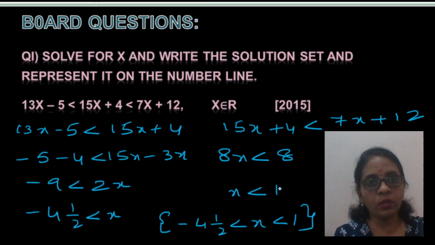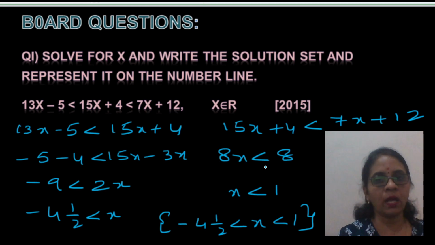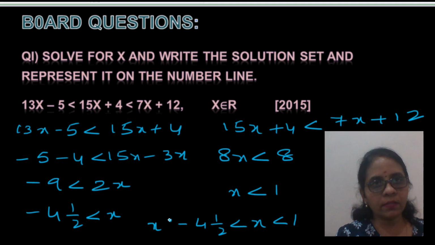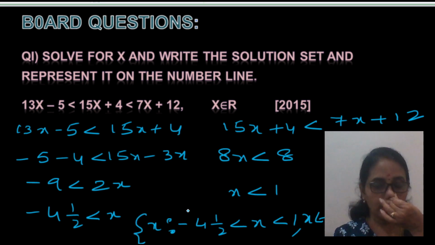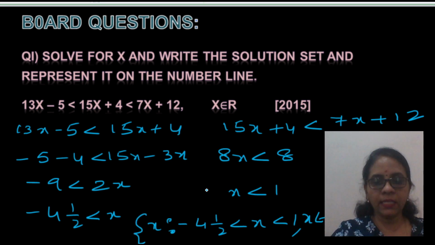With this we will have to write the solution set. How do we write the solution set? It is x such that x belongs to R. If we have to write the solution set, you just have to add two more things to this: you will have to write x such that, comma, x belongs to R. So let's see the solution and then plot it on the number line.